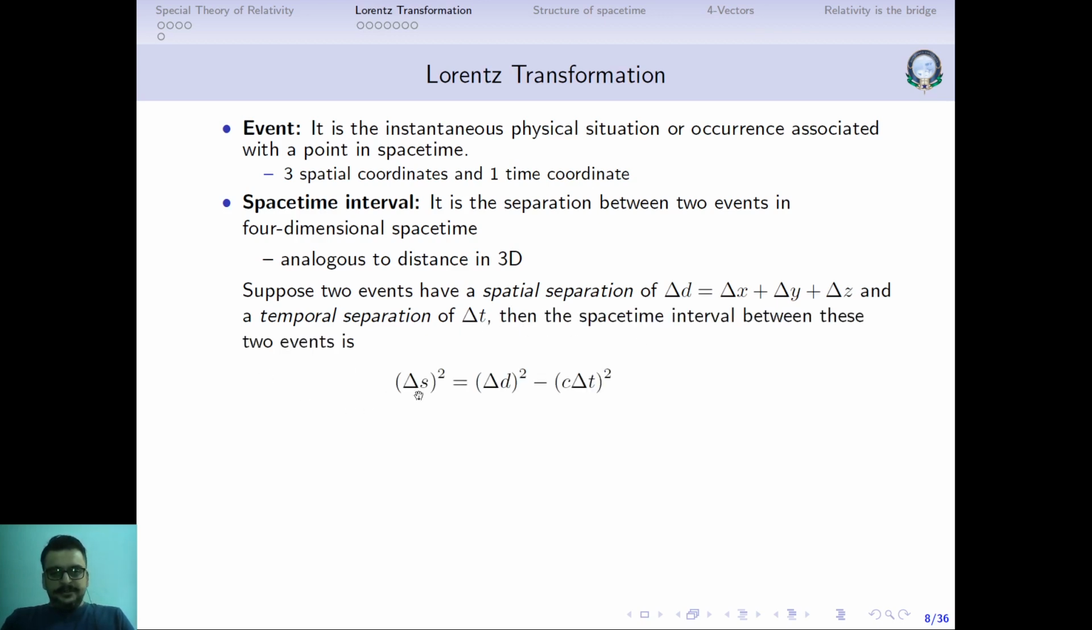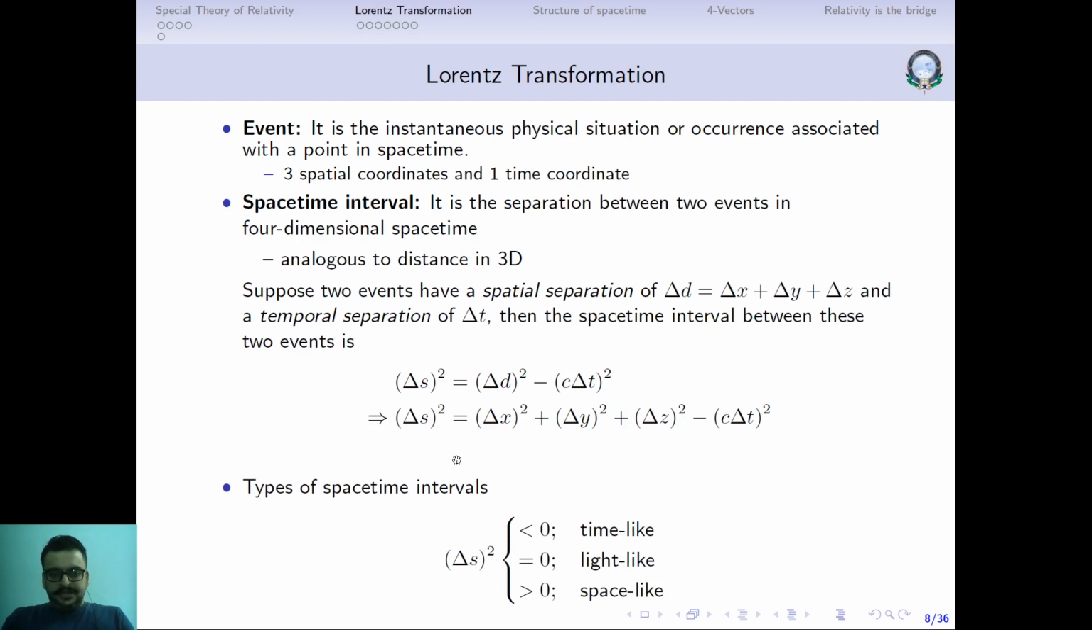Then the space-time interval between these two events will be delta S square. We always take a square here. It is equal to delta D square minus C delta T square. So delta D square is equal to delta X square plus delta Y square plus delta Z square, minus C delta T square. So we can distinguish between space-time intervals depending on whether delta S square is positive or negative, because it's a difference, right? Here we have delta D square and here we have minus C delta T square. So this quantity can be positive, negative, or it can be 0.